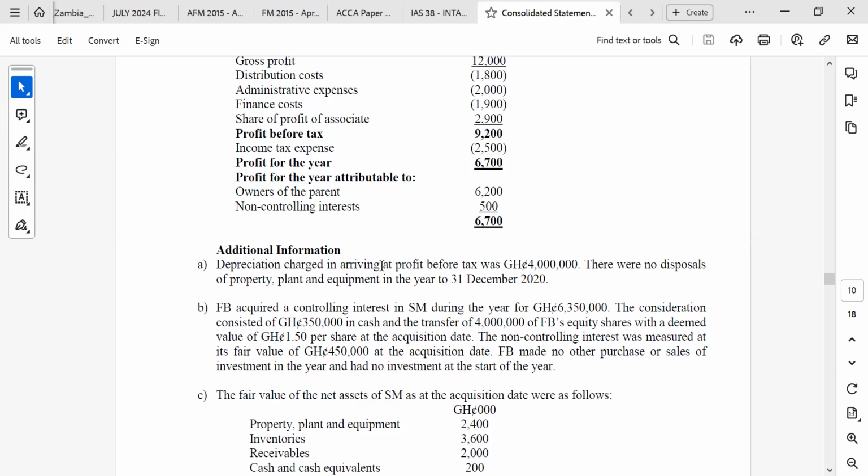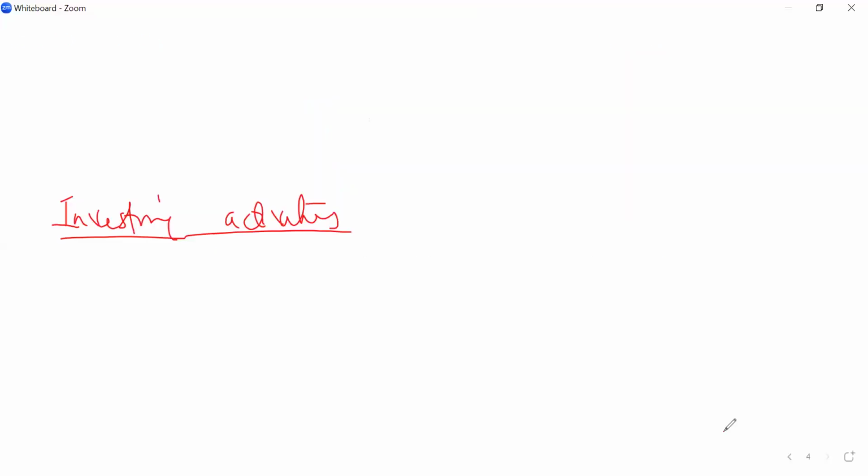Okay, so we are buying a subsidiary for a value of what? 6,350. But what is the cash component of this amount? How much did we pay as cash? 350. So you only pick the 350. The rest was share exchange, we are not paying any cash.